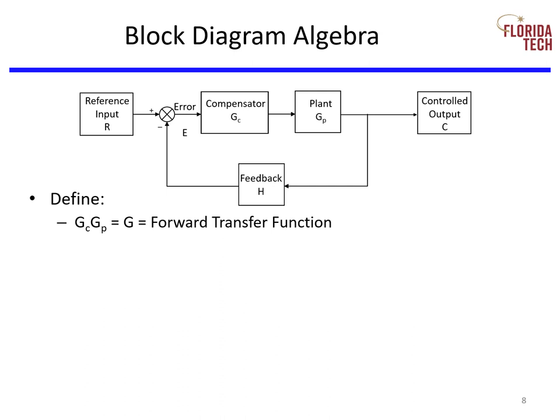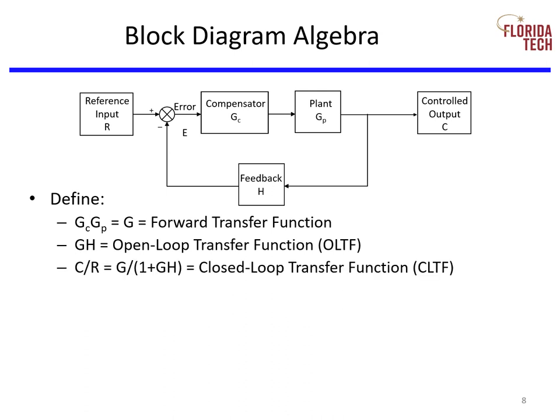Back to our general model. The compensator and plant blocks are in series and thus can be multiplied together to form one block called G. That is the forward transfer function. As we follow the arrows around the block, we notice a loop that contains the forward block G and the feedback block H. The product of G and H is called the open loop transfer function. We'll see why in a minute.